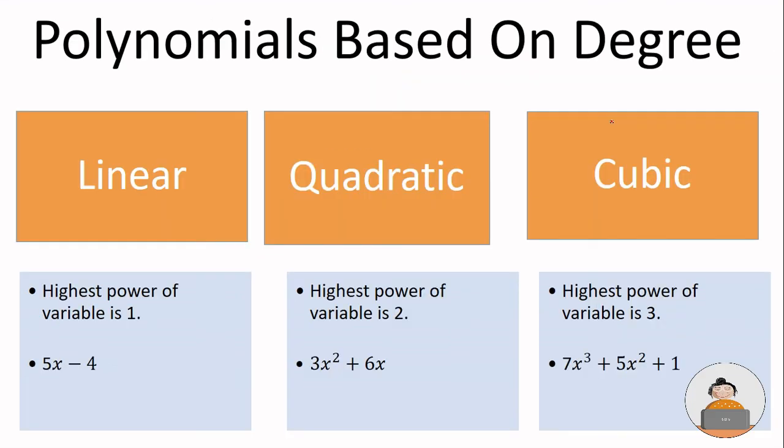Then next we have the classification of polynomials based upon the degree. First we have linear polynomials having highest power of variable as 1, for example 5x minus 4. Then quadratic polynomials having highest power of variable as 2, example is 3x square plus 6x. And then cubic polynomials having highest power of variable as 3. For example, 7x cube plus 5x square plus 1.